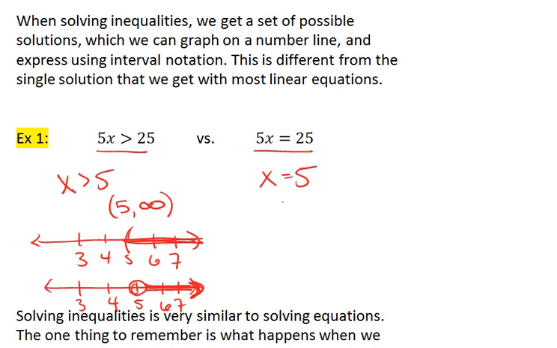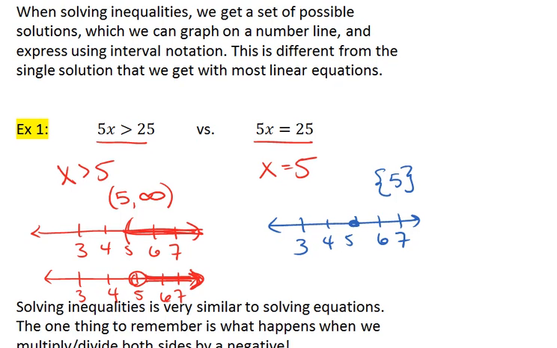This is very different from the equation, where x can only equal 5. So we'll have a single dot at 5. Or we can express it using brackets, expressing that our solution is the number 5.